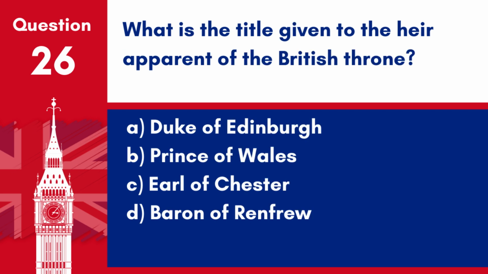Question 26. What is the title given to the heir apparent of the British throne? A. Duke of Edinburgh. B. Prince of Wales. C. Earl of Chester. D. Baron of Renfrew. Answer B. Prince of Wales. The title traditionally given to the heir apparent of the British throne is Prince of Wales.